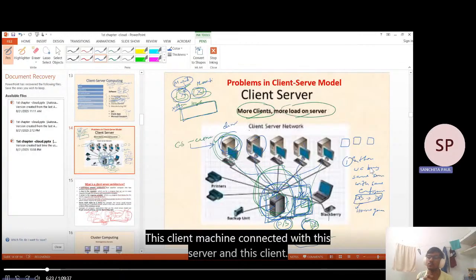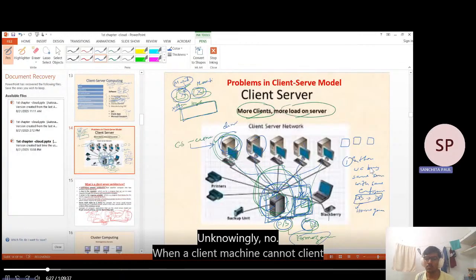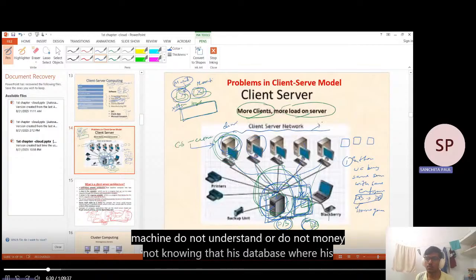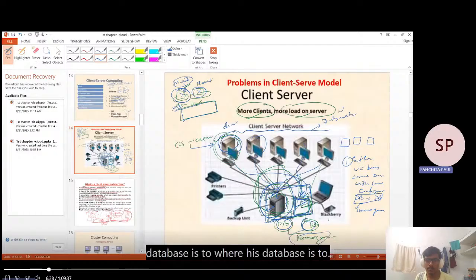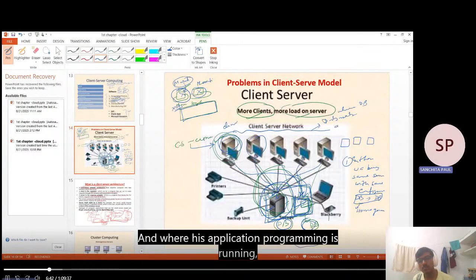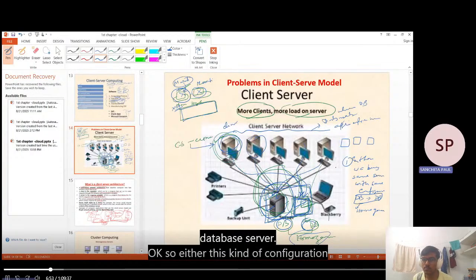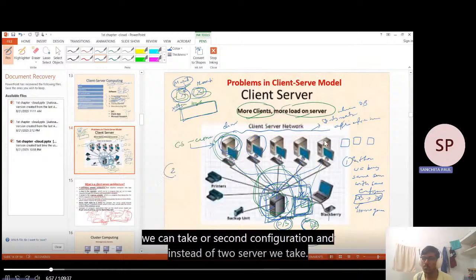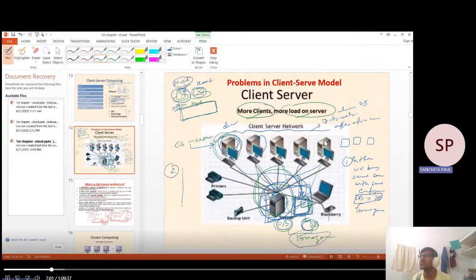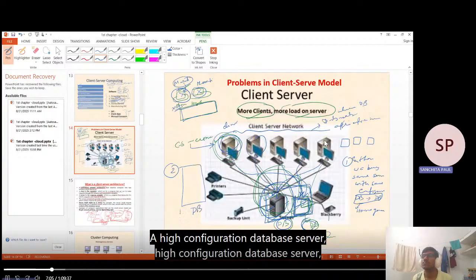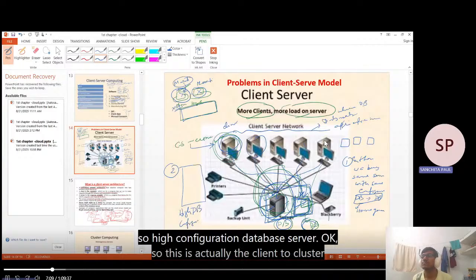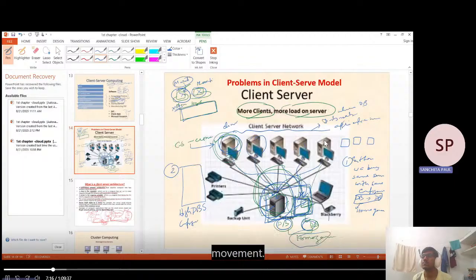So unknowingly, the client machine does not understand where its database is stored and where its application program is running, because there are two sets of database servers. Either we can take this kind of configuration, or a second configuration: instead of two servers, we take one high configuration database server. Okay, so this is actually the client to cluster movement.